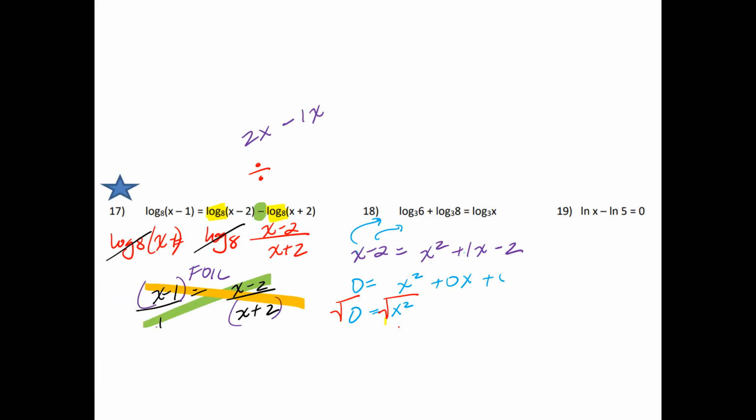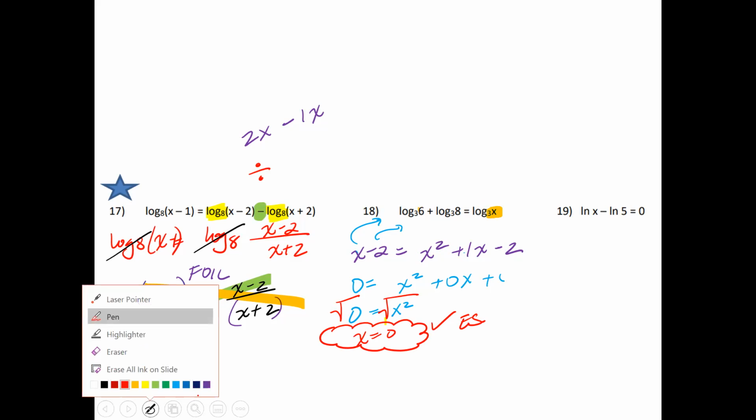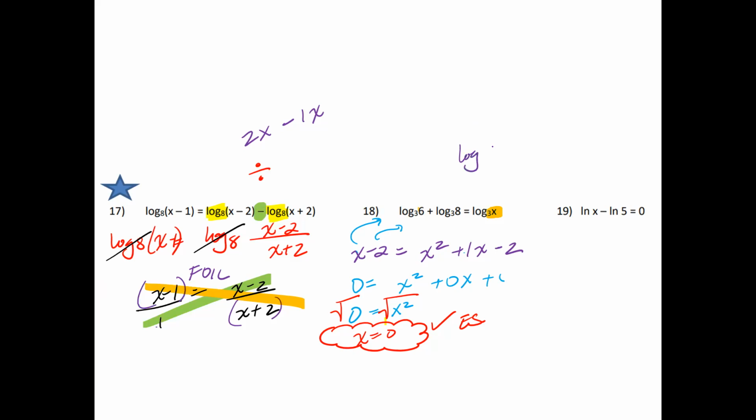Opposite of a square is a square root, so x equals 0. But remember, you have to check for extraneous solutions, which is ES. And if you plug that 0 in here for x right there, is it possible for you to have a log base 3 of 0? If you think about it, log base 3 of 0 is the same thing as saying log 0 over log 3. I don't think that's possible, but what you can do is definitely try it and check it with your calculator.